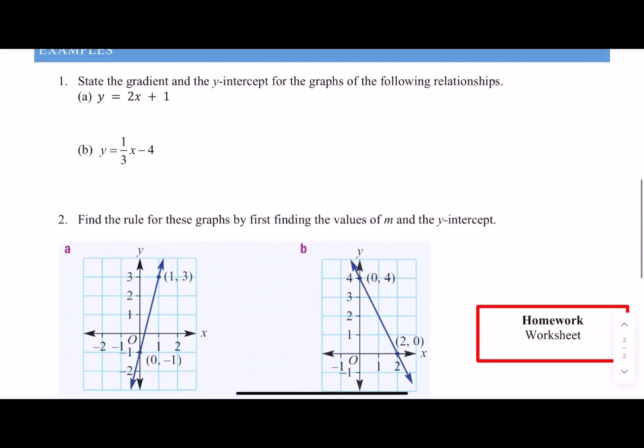And so now we're going to look at some examples. It's probably a good idea for you to pause the video and see if you can answer them, and then come back and check that the answers are correct.